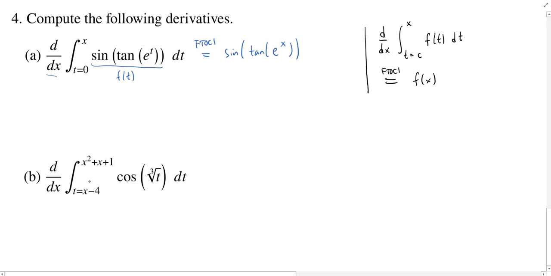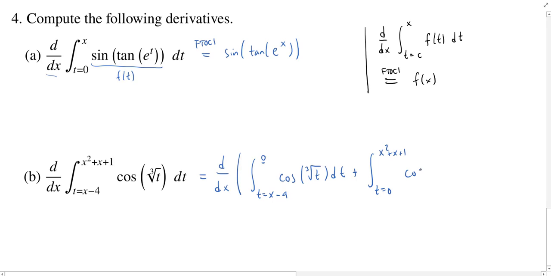So the first step, though, is we want to break this up. We're going to break this integral up into two pieces so that we have a constant as one of the bounds. So first we can break it up from x minus 4, well, really up to anything we like. I'm going to put a 0 here. Why not? And then we'll have the cosine of the cube root of t dt. Plus, now I have to start at 0 because I ended at 0 here, and I'll go from 0 to x squared plus x plus 1. And again, we have the cosine of the cube root of t.